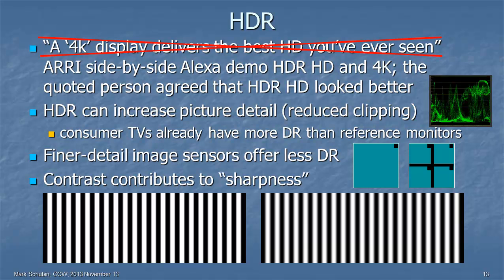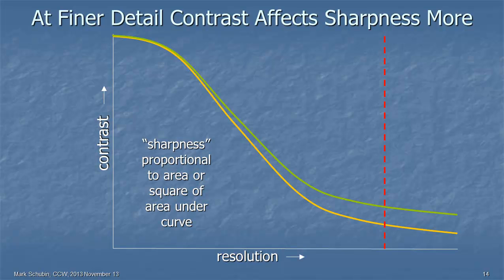I can't really see that monitor from here, but those of you who are close to it probably think that the pattern on the left looks sharper than the pattern on the right. The pattern on the left has 100% contrast ratio. The pattern on the right has 98% contrast ratio. That little difference gives you a significant different look in sharpness. Also, at finer detail, contrast affects the sharpness more.